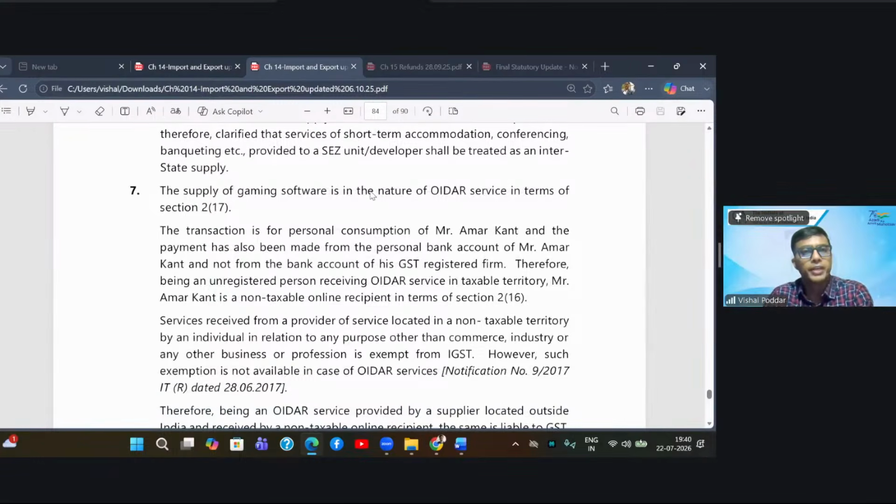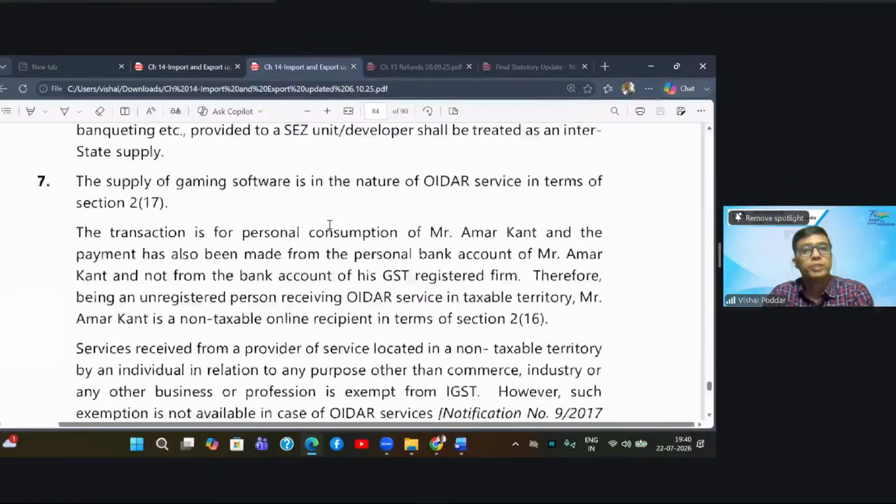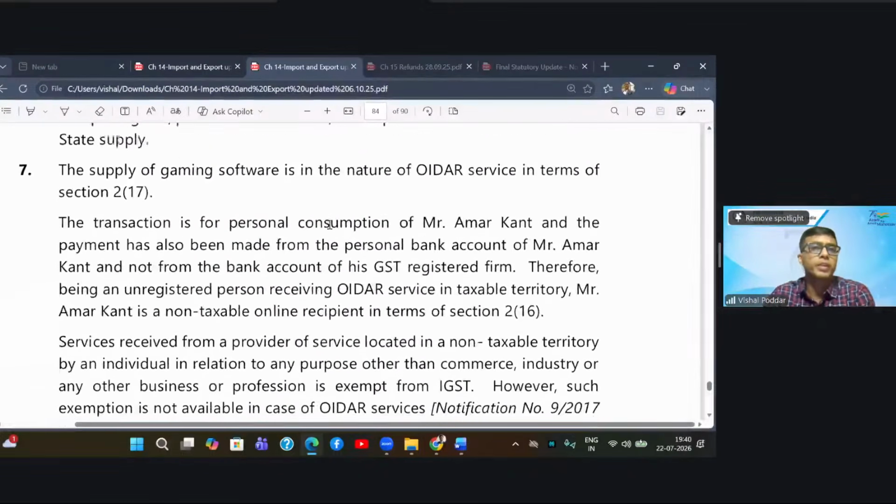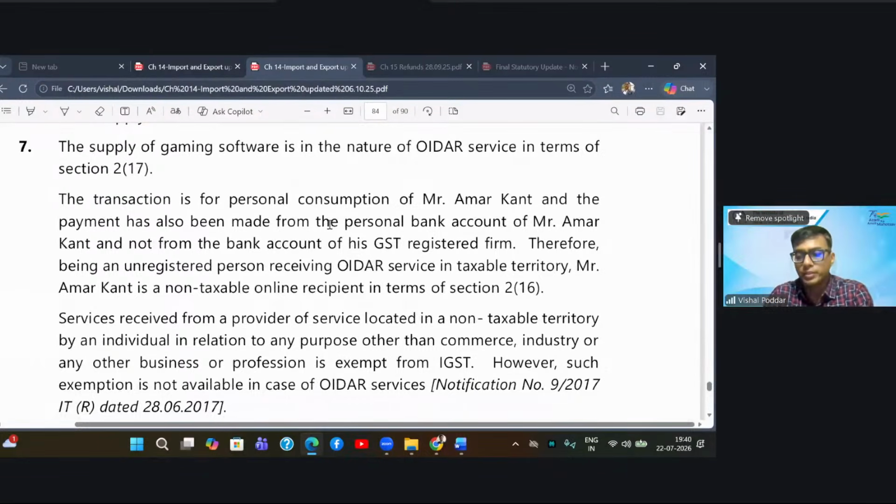So first we understand the nature. The nature of supply is online because you are going for a gaming software which will be compulsorily requiring the use of technology for its supply. Then comes the next point. The transaction is for personal consumption of the chartered accountant, and the payment is also made from his personal bank account and not from his firm's bank account, which is registered under GST.